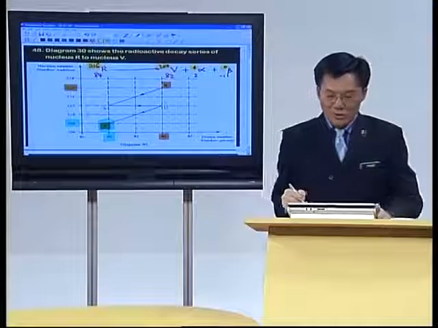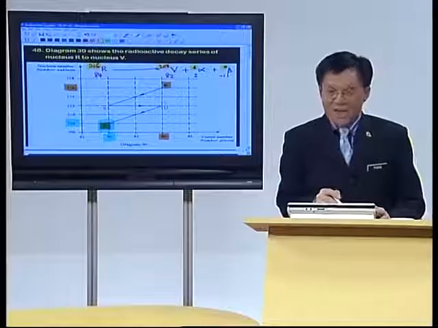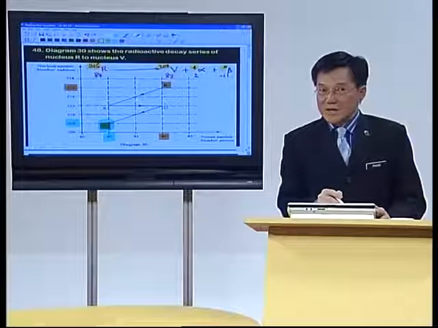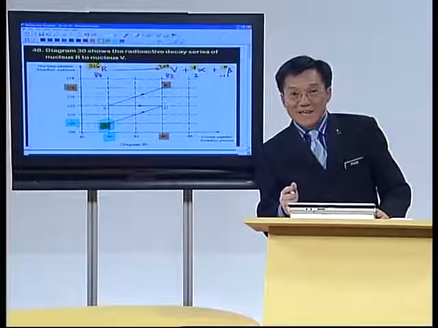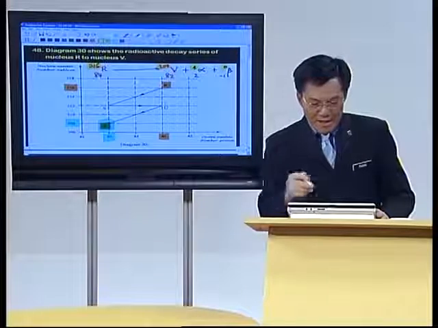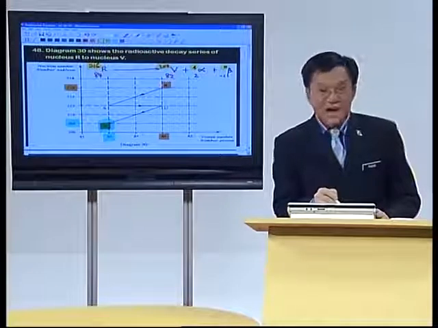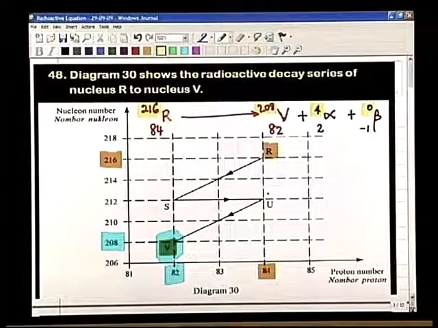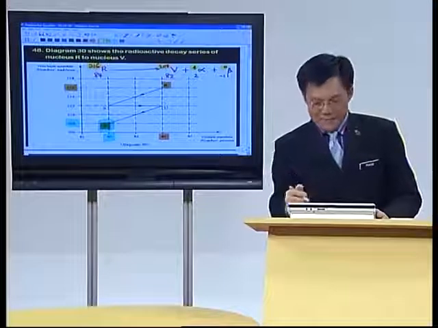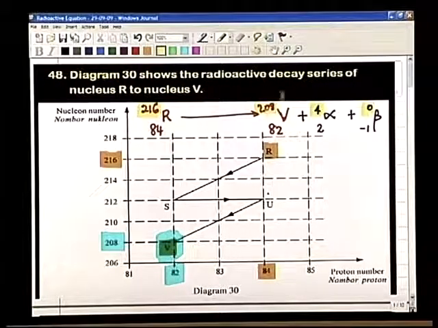Okay, just look at the nucleon number. On the left-hand side of the equation, it must balance the right-hand side of the equation. I have 216 for R, so the total on the right-hand side must be equal to 216. For V, I have 208.